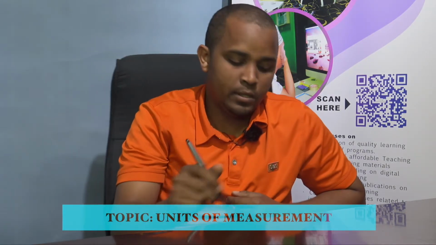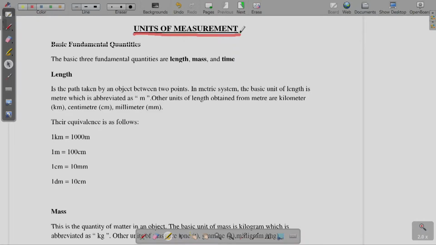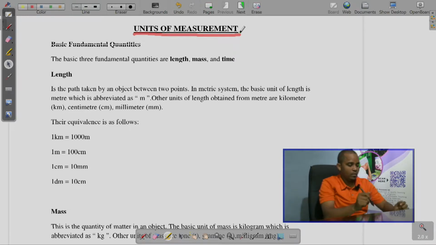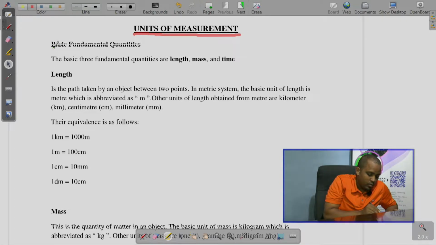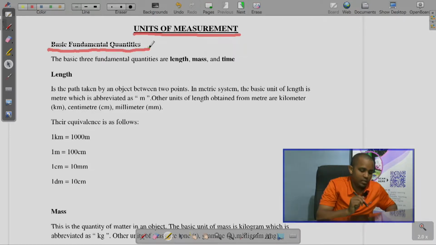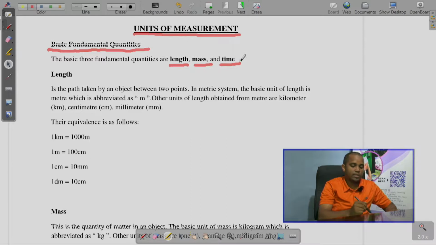I am a mathematics teacher, and today inshallah we'll continue with another Form 1 topic, which is units of measurement. So let's start with basic fundamental quantities. What are basic fundamental quantities? Basic fundamental quantities are length, mass, and time. So let's start by explaining what is length.